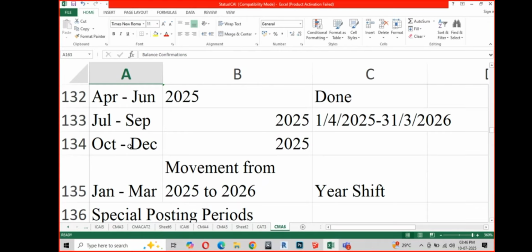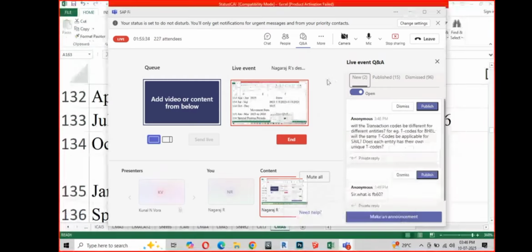Yes, sir. There is a question. Let me take it up, Kunal. In the Q&A? Sure, sir. Yes, sir, in the new section. Okay. Will the transaction code be different for different entities? For example, T equals 4. What is FB60?